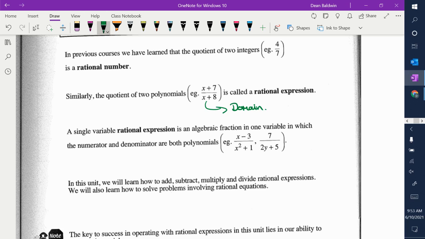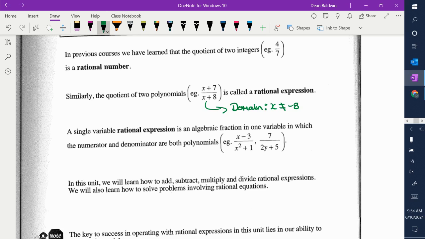Do you remember the word domain? Domain is what are your allowable x values. So if I look at this expression, x plus 7 over x plus 8, first of all, what number can you not divide by? 0. You can't divide anything by 0. So what x value would make the denominator 0? Negative 8, right? So our domain is x cannot be negative 8.